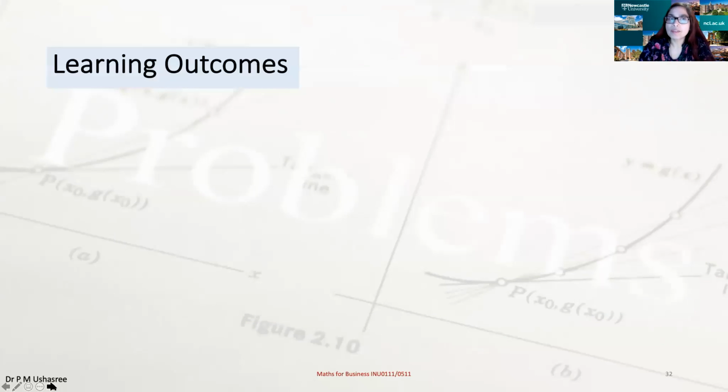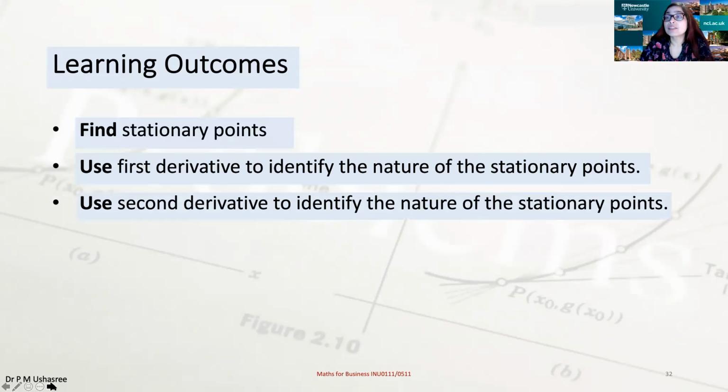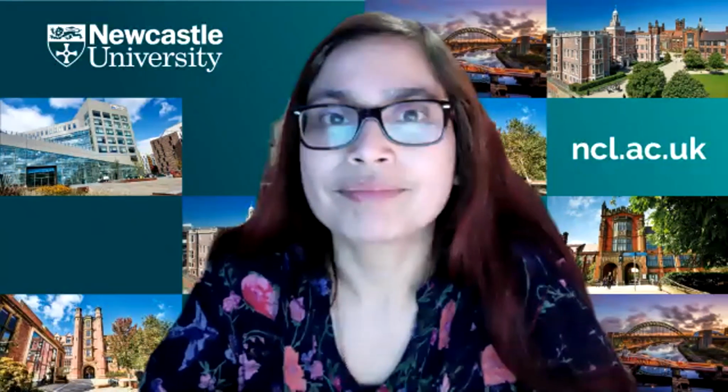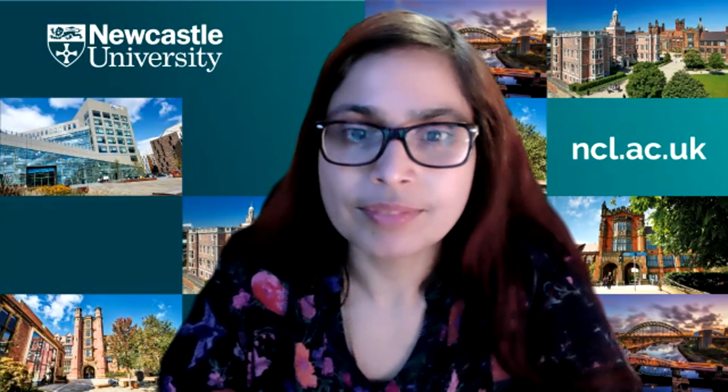So what we have seen now, we've seen how to find the stationary points, how to use first derivative and second derivative to identify the nature of the stationary points. And you have also seen how to use differentiation to solve optimization problems. That's all for now. See you guys.